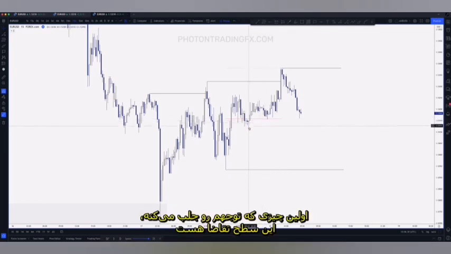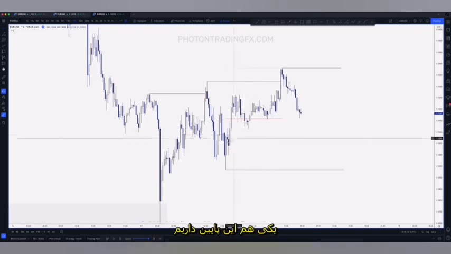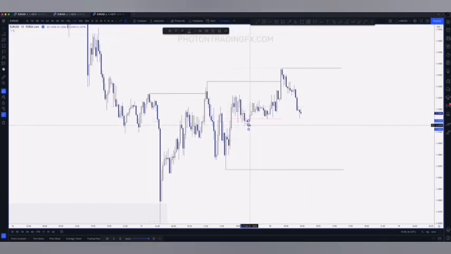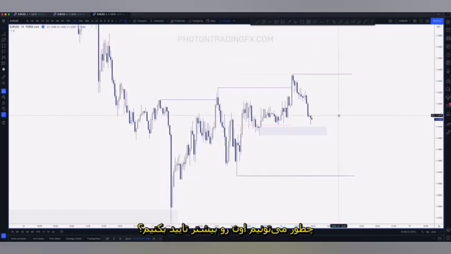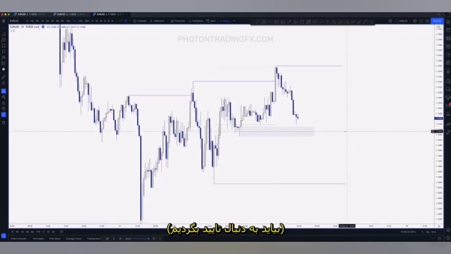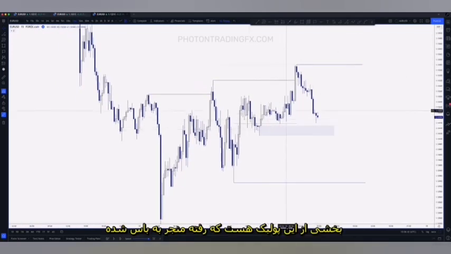So the first one that stands out to me is this demand level here, and then we've got one down here, okay? So let's draw on this first one here, and we have this nice clean M15 level. How can we validate this a little bit more? Let's look for some confluence. Well, obviously it's part of this pullback that led to the break of structure. So it is a structural zone.